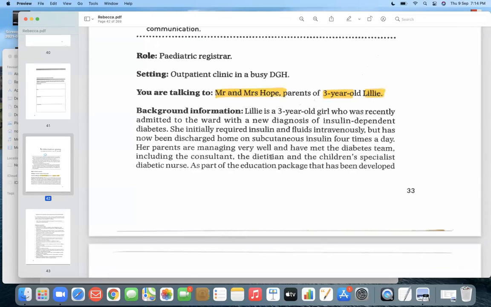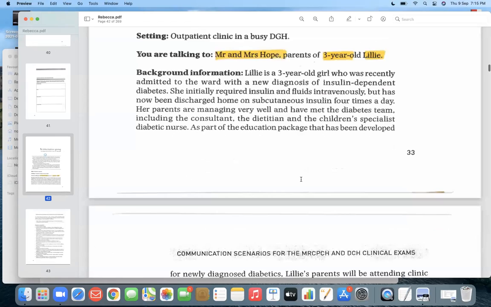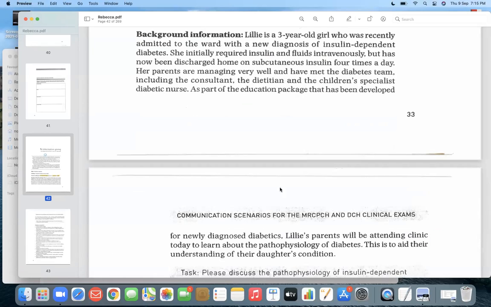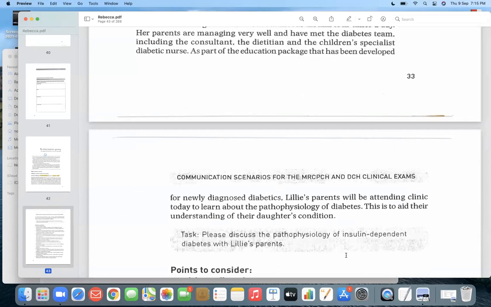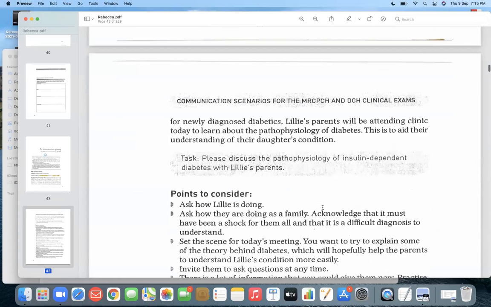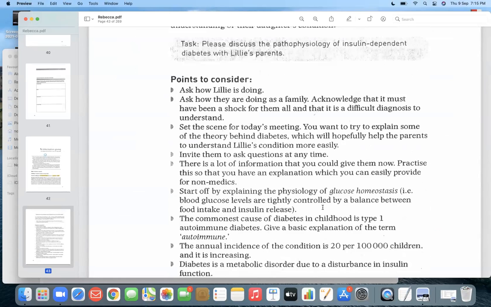Her parents are managing very well and have met the diabetes team, including the consultant, the dietitian, and the children's specialist diabetic nurse. As part of the education package developed for newly diagnosed diabetes, Lily's parents will be attending clinic today to learn about the pathophysiology of diabetes. This is to aid their understanding of their daughter's condition. Please discuss the pathophysiology of insulin-dependent diabetes with Lily's parents.